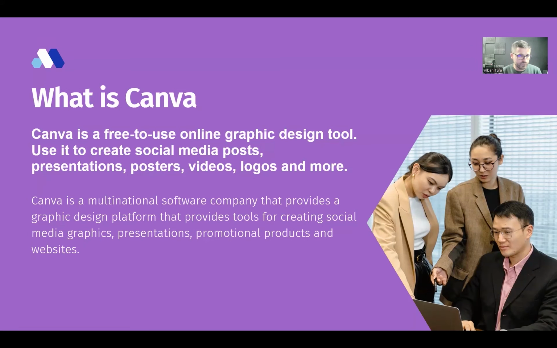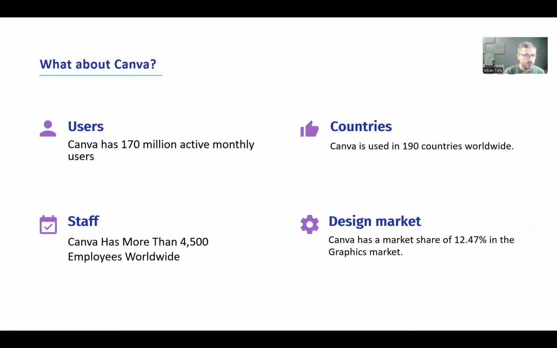And now let's explain what Canva is. Canva defines itself as a free-to-use online graphic design tool. So we can use it to create social media posts, presentations, posters, videos, logos, and so on. Canva is a multinational software company that provides a graphic design platform with tools for creating social media graphics, presentations, promotional products, and websites.